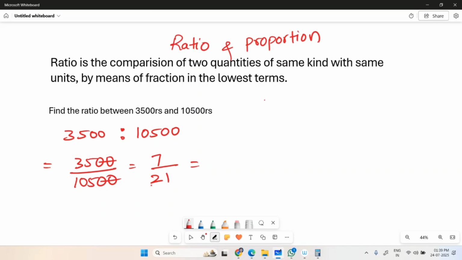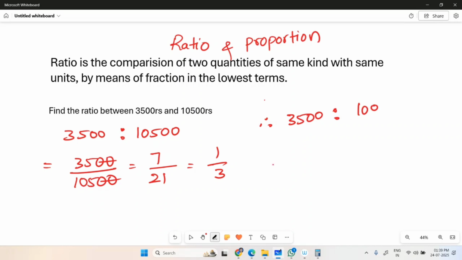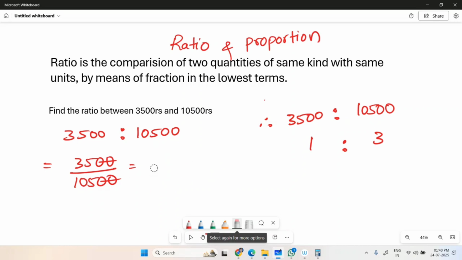7 by 21 is not in its lowest form, so we can divide by 7 both the sides. It will be 1 over 3. That means 3,500 is to 10,500 are in the ratio of 1 is to 3. Okay, let's solve one more question.